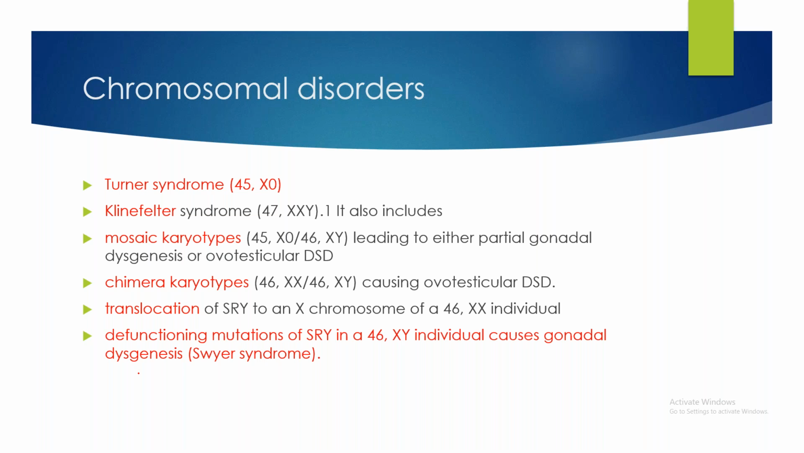So Swyer syndrome is the mutation of SRY gene. You should know the difference between Swyer syndrome and androgen insensitivity syndrome. The basic thing is only the functional difference. Swyer syndrome is mutation of SRY, while androgen insensitivity is a receptor defect.